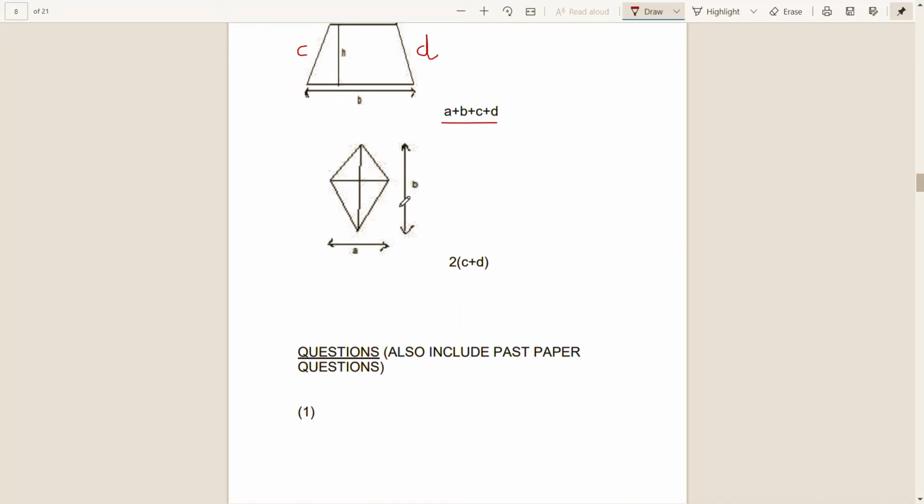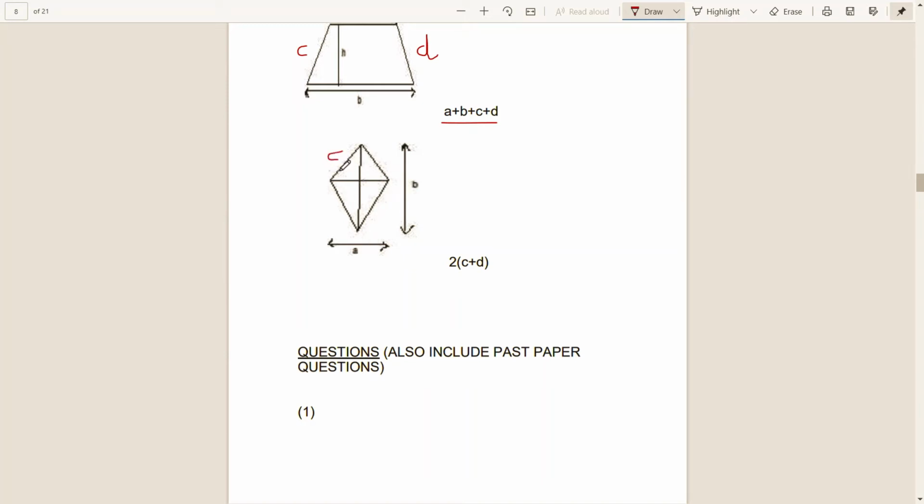Last one is kite. This is the kite. Now, in the area, we use this length multiplied by this length into 1 over 2. In the perimeter, because these lengths are inside, we will not use them. We'll use these lengths. Let me erase it. It becomes easier. This length plus this length plus this length plus this length, because perimeter is the sum of the lengths of the outside of the shape.